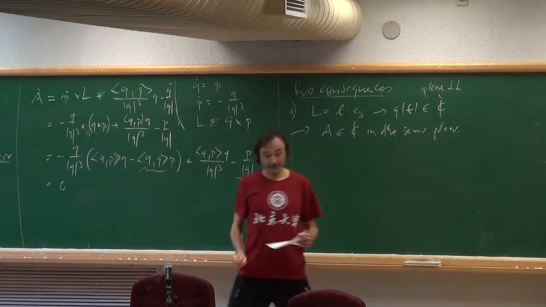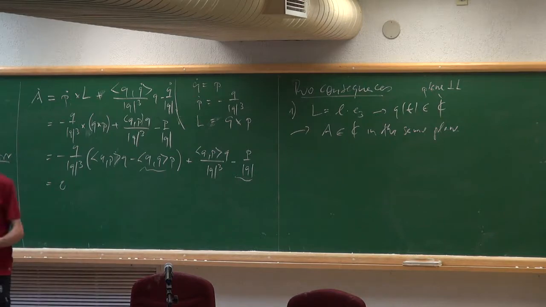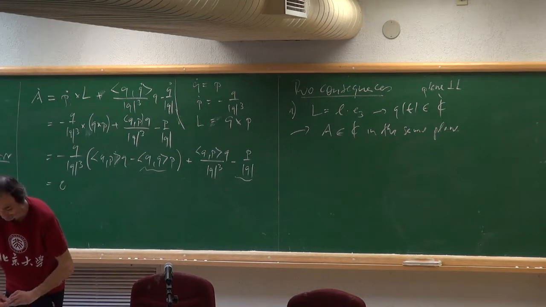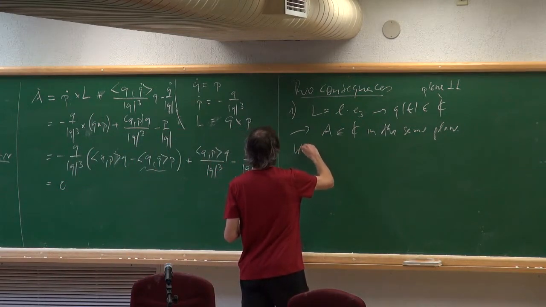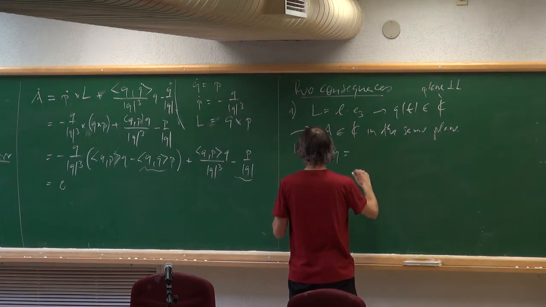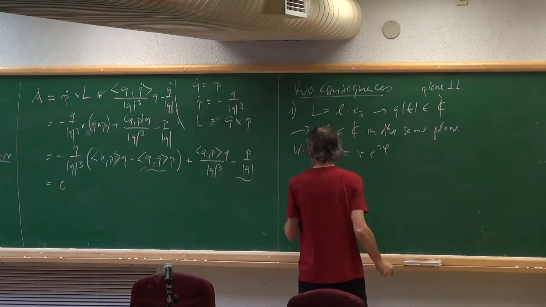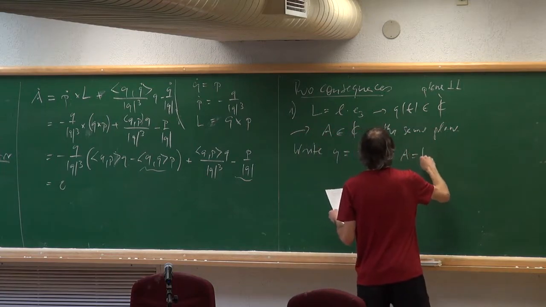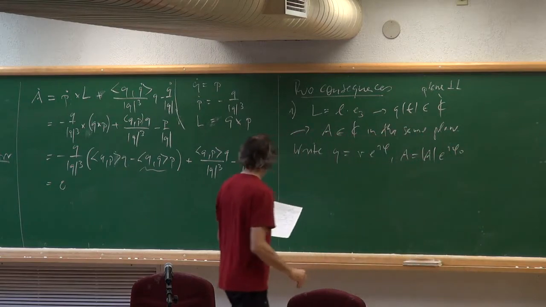So this vector lies in the same plane. Now, what do we get from that? So we can write both of them as complex numbers. So let's write Q as R e to the i phi, and A as the absolute value e to the i phi 0.